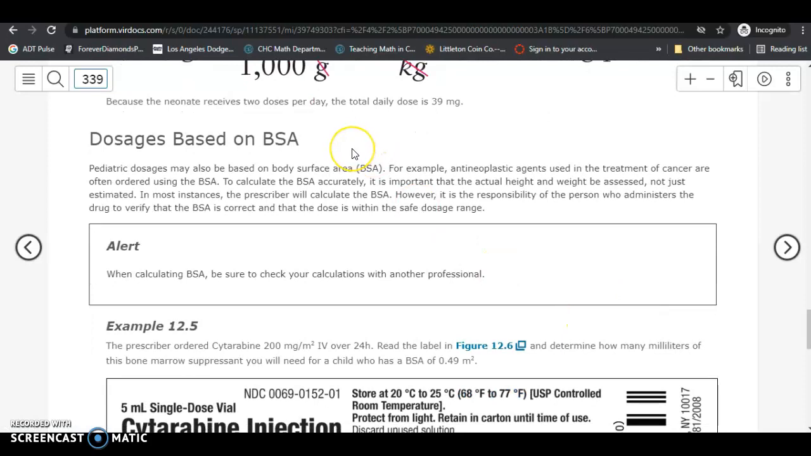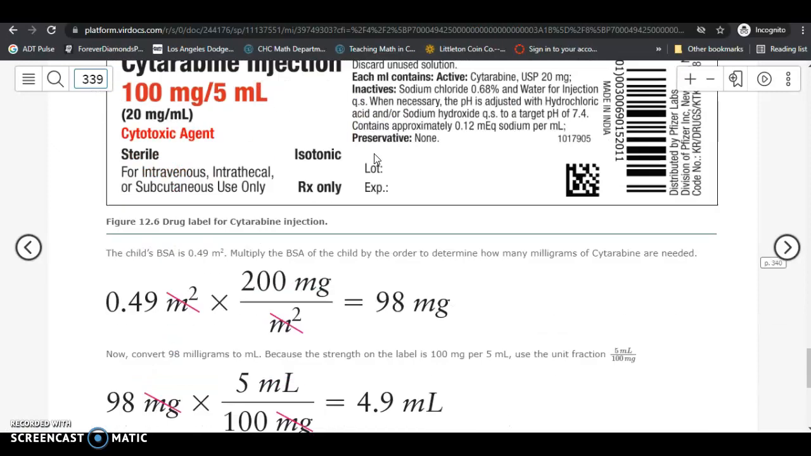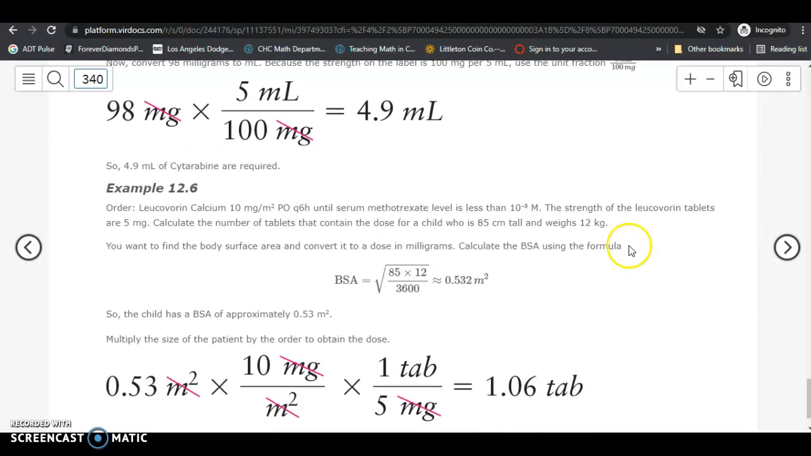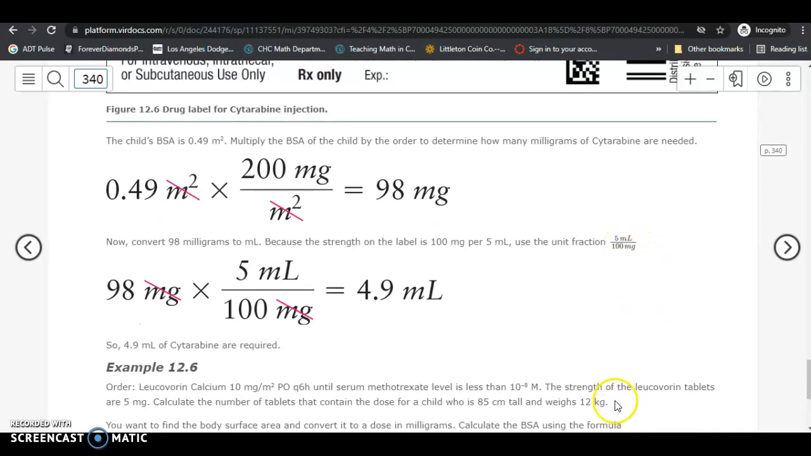All right, so next we're going to do one example of a dosage that's based on the patient's body surface area. Okay, so we'll go ahead and do example 12.6.